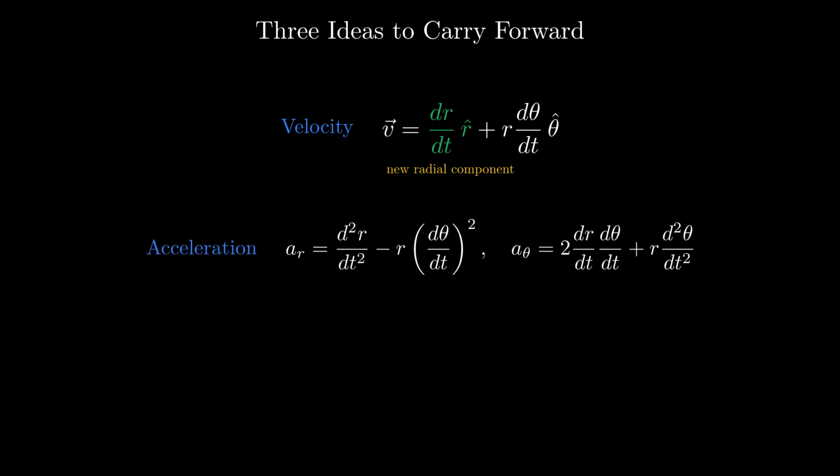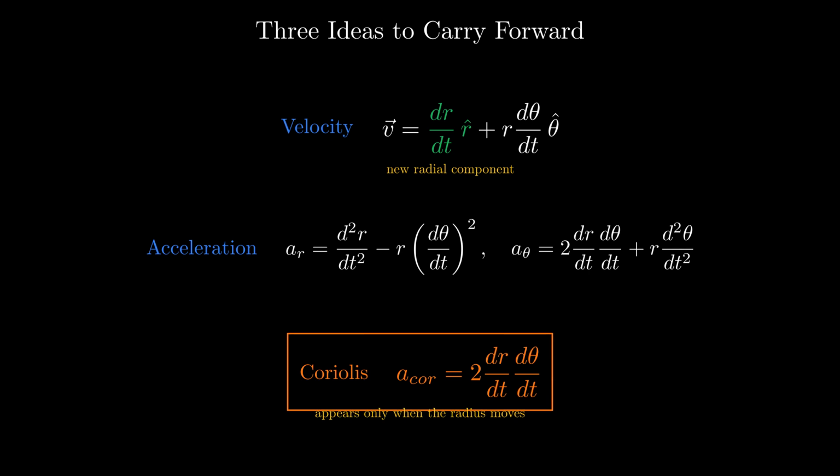Three ideas carry forward. First, once the radius changes, the velocity gains a radial component dr dt along r hat, on top of the usual tangential r times d theta dt. Second, the acceleration splits into a radial part, d squared r dt squared minus r times d theta dt squared, and a tangential part, 2 times dr dt times d theta dt plus r times d squared theta dt squared. Third, that leading cross term, 2 times dr dt times d theta dt, is the Coriolis acceleration, born entirely from a moving radius.